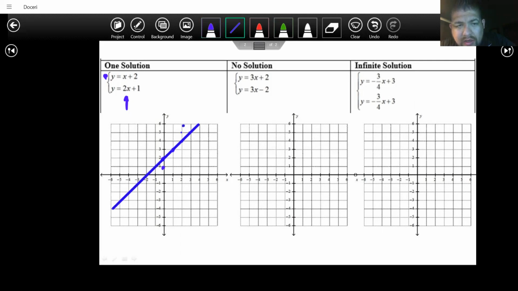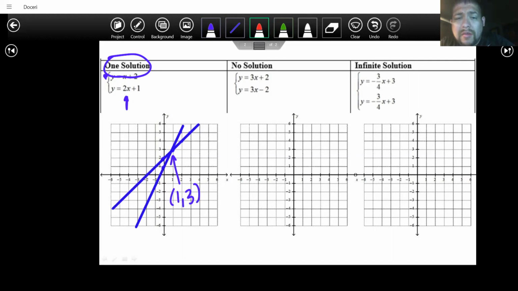And this will give us an equation that goes to this one, which happens to be our intersection point here, which happens to be (1, 3). So this one has a one solution set as it described at our top. So we're going to look at one solution. Let's look at the next one.